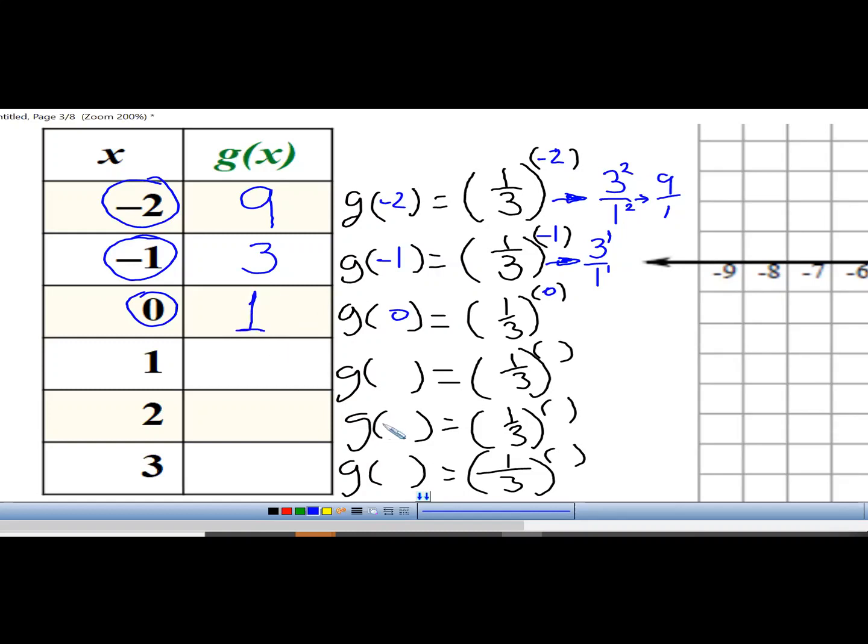Let's go. Next value, 1. 1/3 to the first power. What do you think, Octavio?